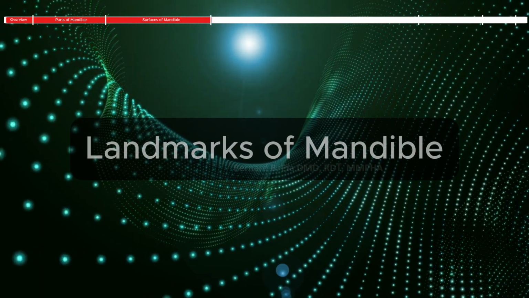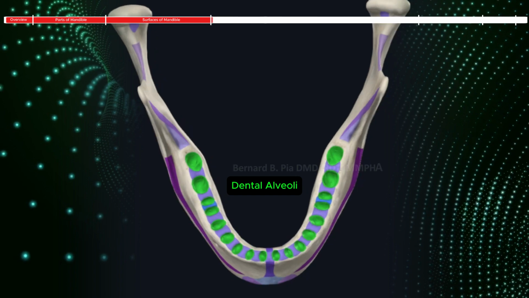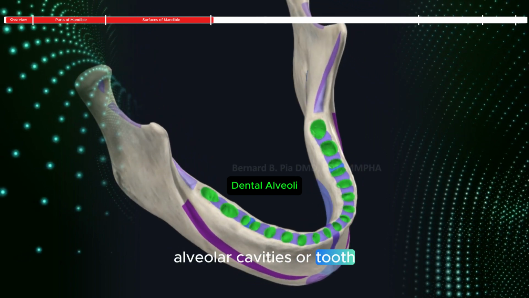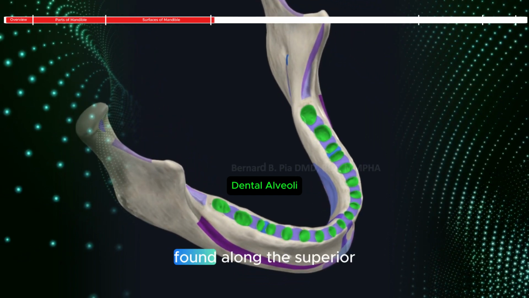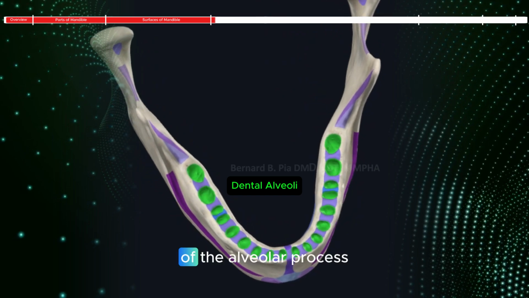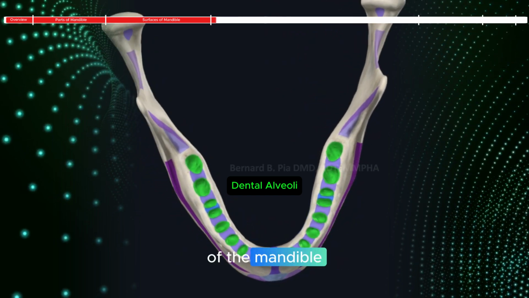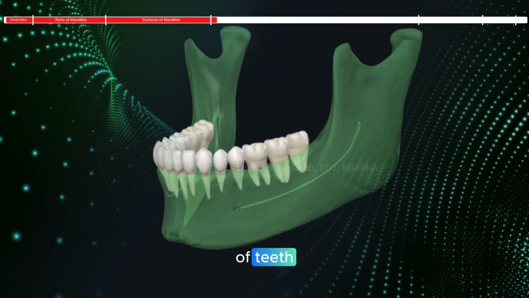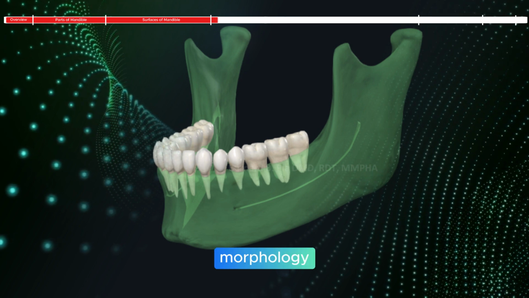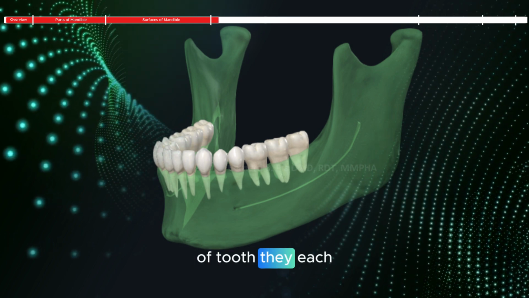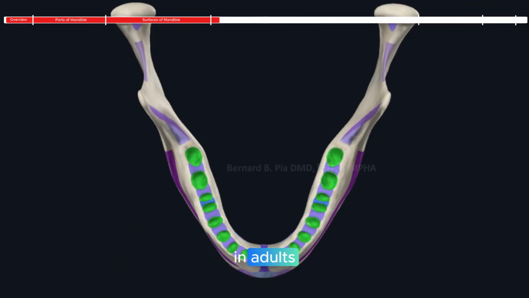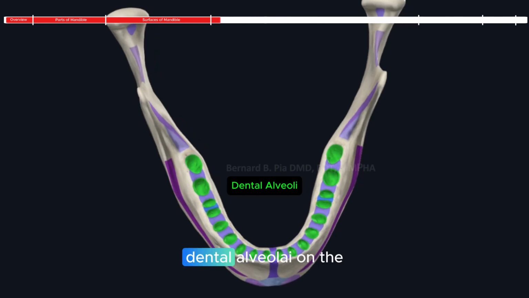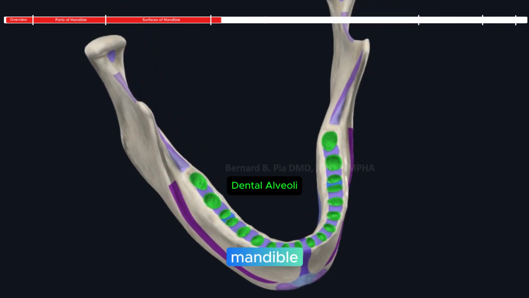Landmarks. 1. The dental alveoli, alveolar cavities, or tooth sockets, are the small cavities found along the superior aspect of the alveolar process of the mandible. They lodge the roots of teeth and can vary in morphology depending on the type of tooth they each accommodate. In adults, there are normally 16 dental alveoli on the mandible.